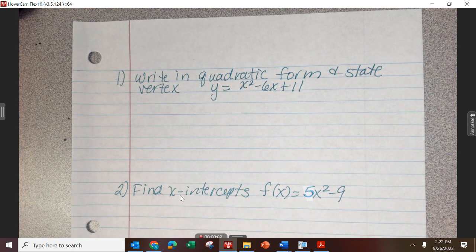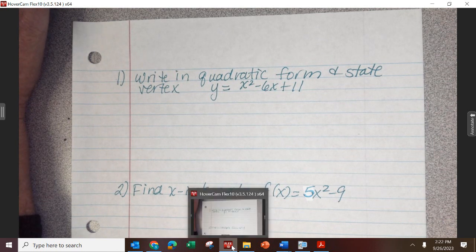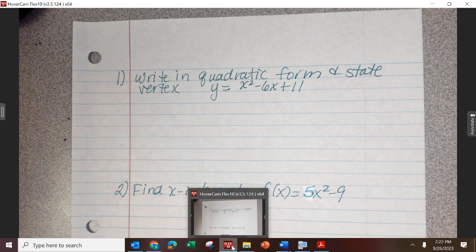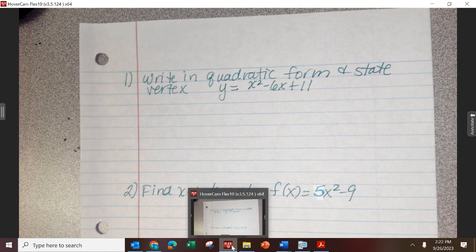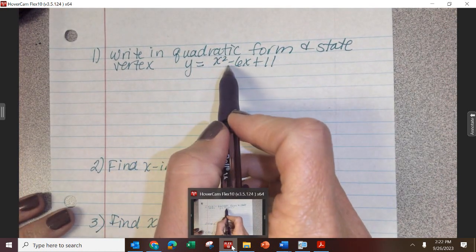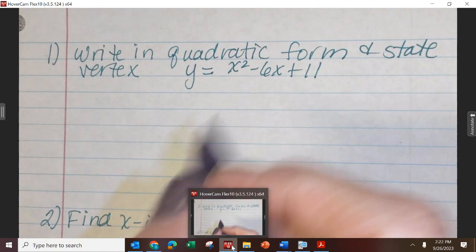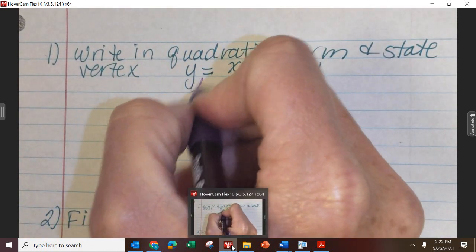Okay, let's take a look at the warm-ups here. These are going to be from the warm-ups that we started a little bit ago. So we're trying to write this in quadratic form, and we want to state the vertex. On a problem like this, we want to get this completing of the square done.